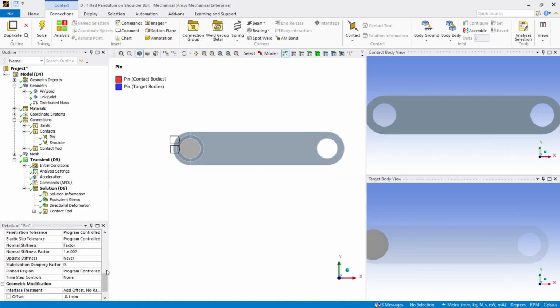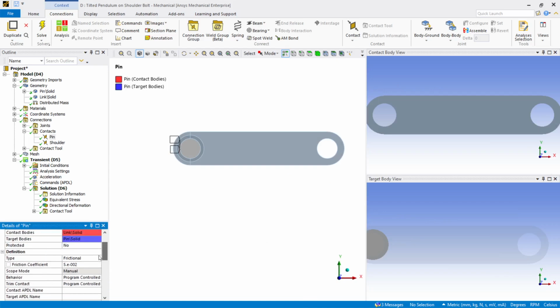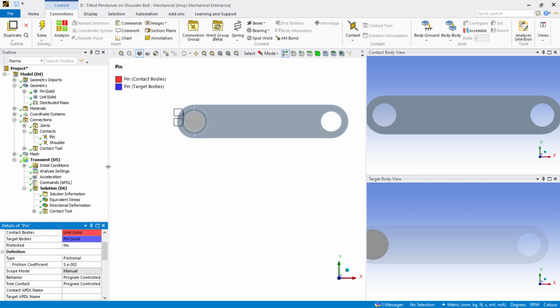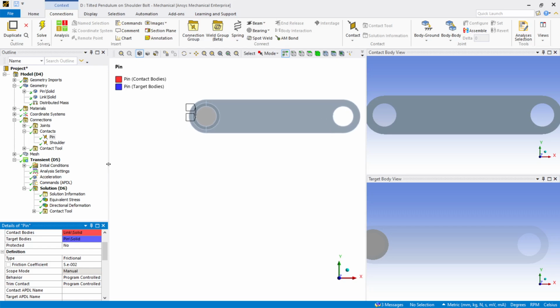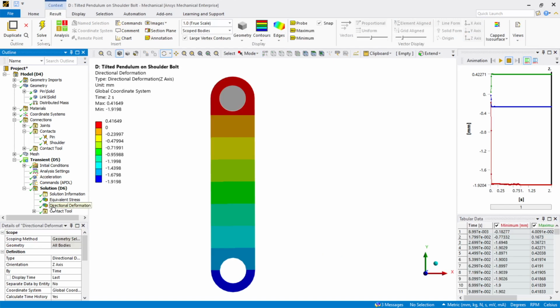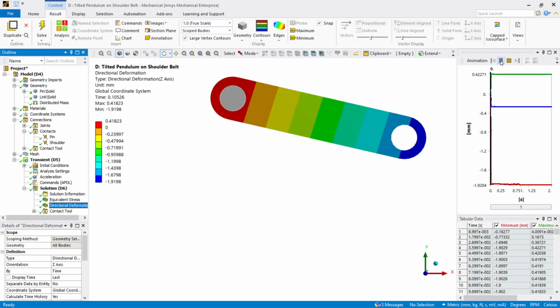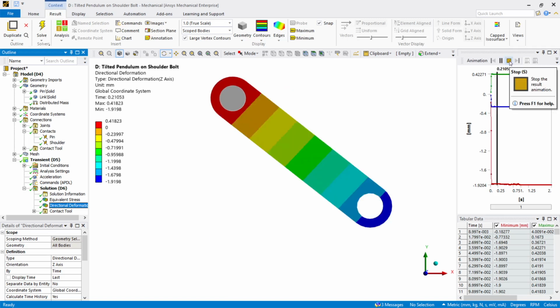You'll also see that there's friction on both the shoulder and the pin, and that's going to eat up energy that would be taking away from the swing. So we'll look at the swing first, and that is right here. We see that the thing swings down and has lost all of its energy, and friction brings it to a halt.